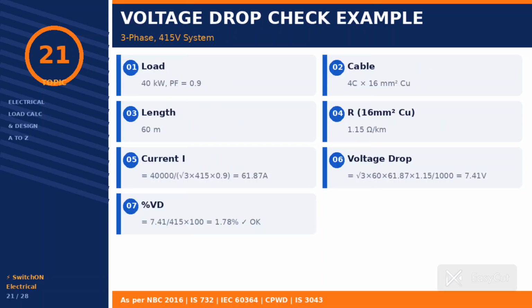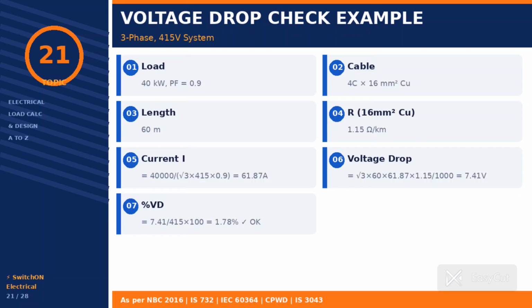Then the 21st topic is the voltage drop check example. See here, I have given one example, to check whether your cable, or your system, is having voltage drop under the given ranges or not. For lighting it should be less than or equal to 3%. For power it should be less than or equal to 5%. Suppose see the load here, it is 40 kilowatt. Obviously it is not a lighting load, it will be a power load only.